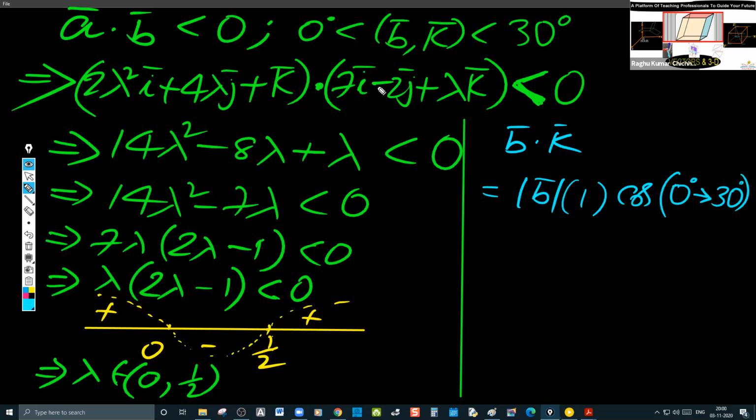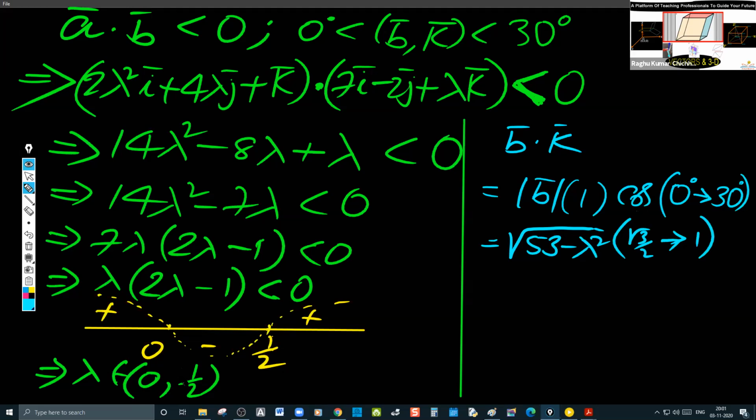What is mod B bar according to the given question? Just see that. Mod B bar is root over 49 plus 4, 53 minus lambda square into cos of the angle. It lies between, any one of you, what is cos 0? 1. What is cos 30? Root 3 by 2. So it lies between root 3 by 2 to 1. Yes, sir.